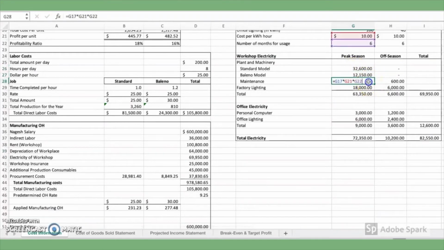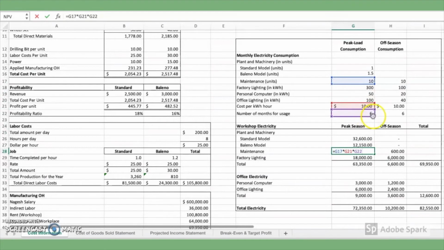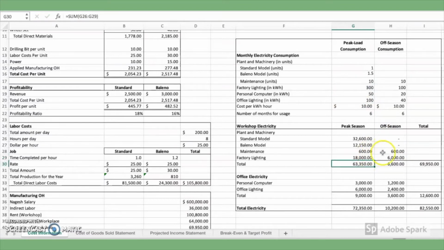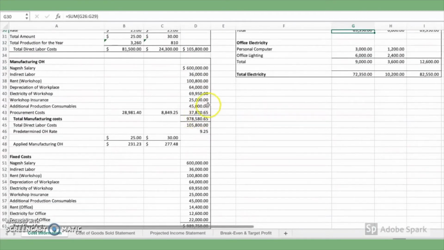Same thing with the Bellino model. And then maintenance, we did $10 times 6 months times 10 for the maintenance. And then factory lighting was given to us, again, $300 and multiplied by 10 multiplied by 6. So all of this was stated in the chart that was given, so we just multiplied it based upon if it was peak or off season. So we get a total workshop electricity amount of $69,950, which we put over here in our manufacturing overhead.